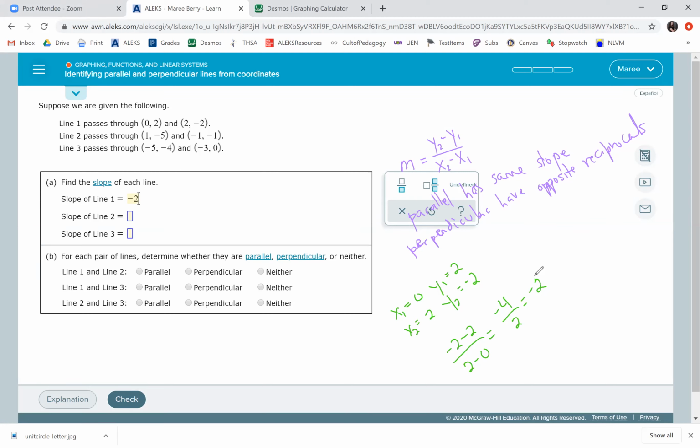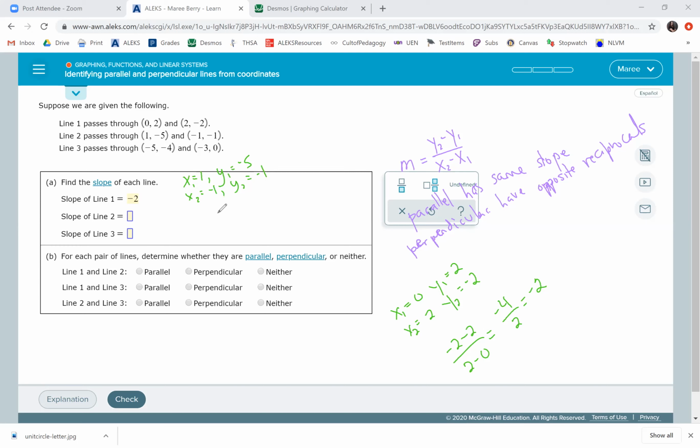Then we're going to find the slope of line 2. x sub 1 is 1. y sub 1 is negative 5. x sub 2 is negative 1. And y sub 2 is negative 1. So these are just my points: 1, negative 5, negative 1, negative 1.